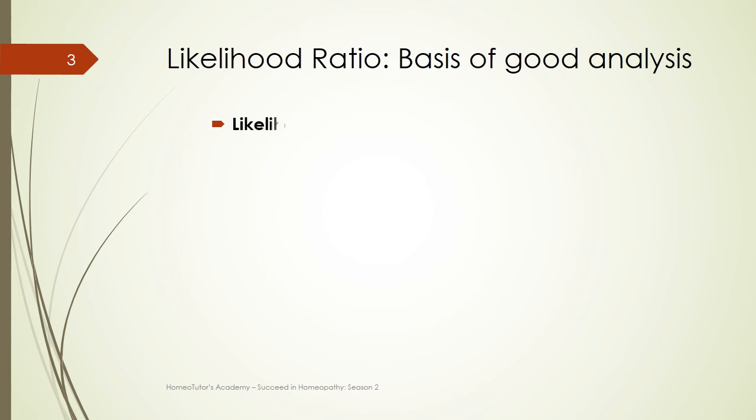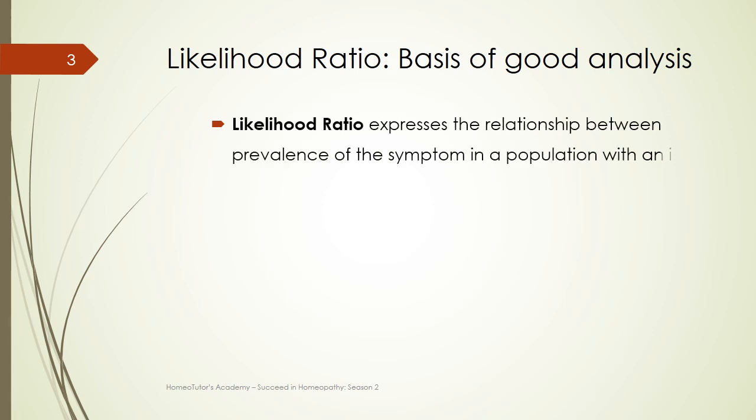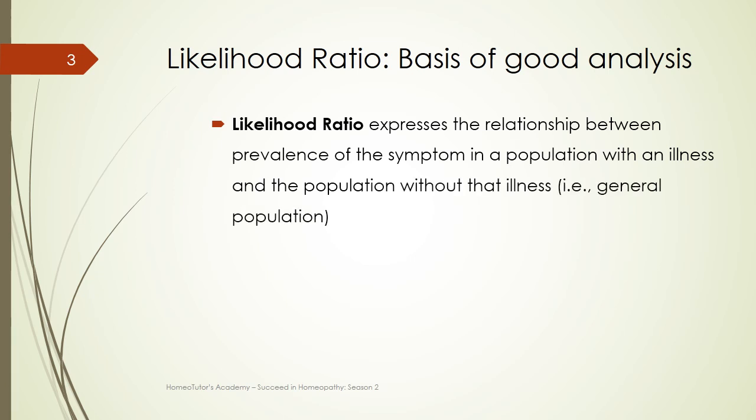Now, likelihood ratio has been defined as a ratio that expresses the relationship between the prevalence of a symptom in a population with illness to the prevalence of the symptom in the population without the illness, which is the general population. I'll talk more about this, and we'll just see what is the second important point to note.